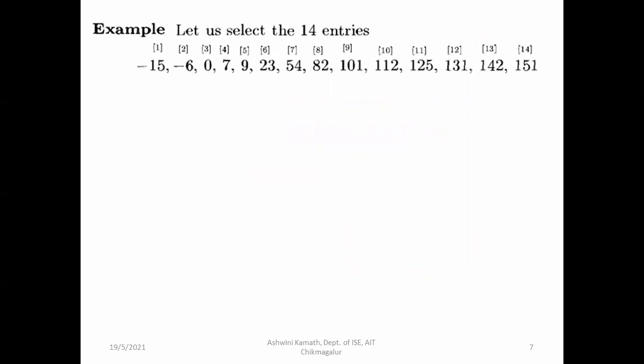So let us select 14 entries. Consider this example. We have 14 values: minus 15, minus 6, 0, 7, 9, 23, and so on up to 151. We have 14 values in an array A. Consider that I'm going to search for x equal to 151. Since we have to analyze all the algorithms, let us see how many comparisons are required.